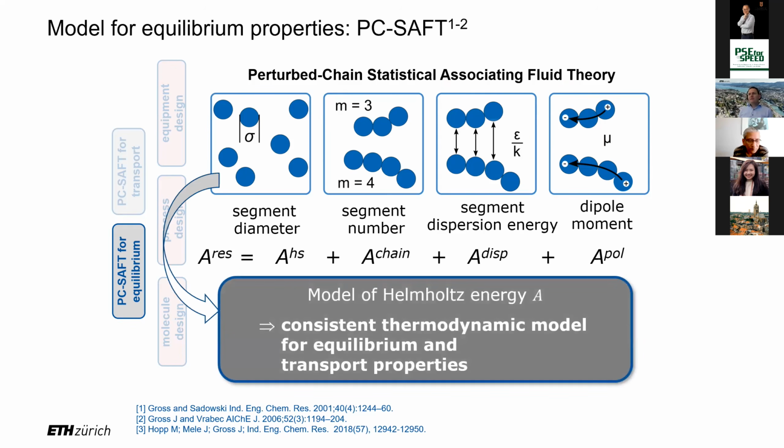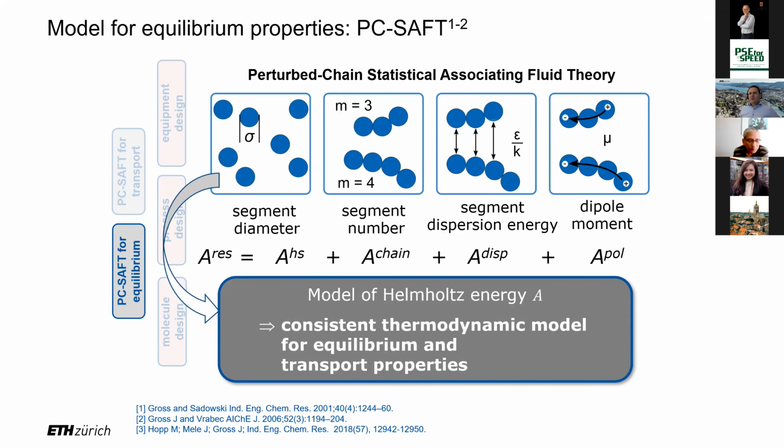And the great advantage of having a model for the Helmholtz energy is, as you might remember from your thermodynamics class, once you have the Helmholtz energy, you take the derivatives, and so you have basically all the equilibrium properties of the system. That used to be enough for a very long time, but as I've been pointing out, that's not good enough for us if you want to do molecular design for economic performance. We also need transport properties.